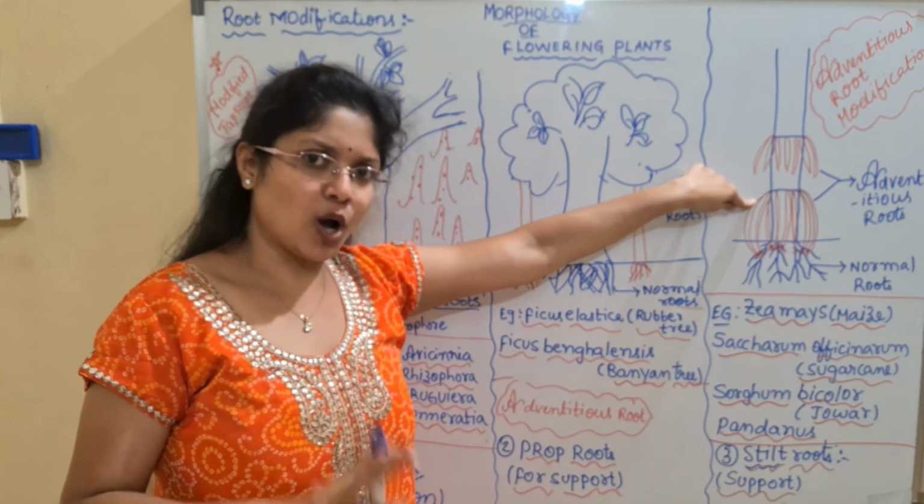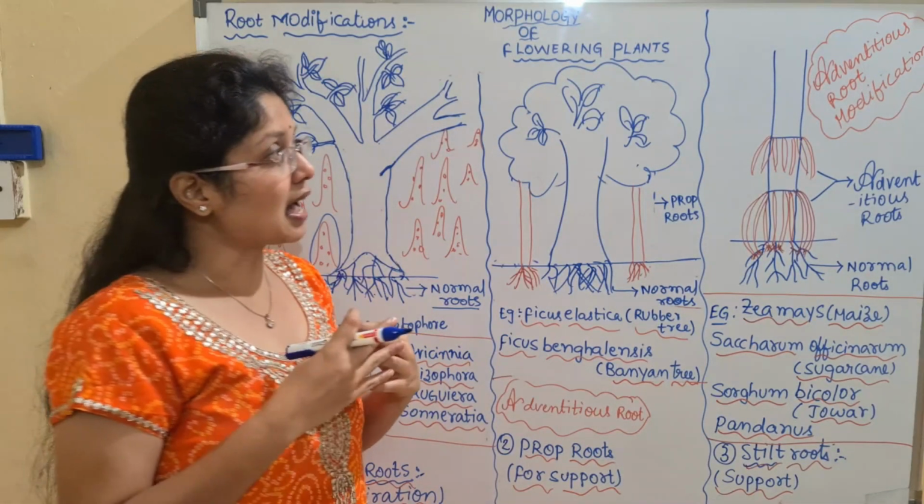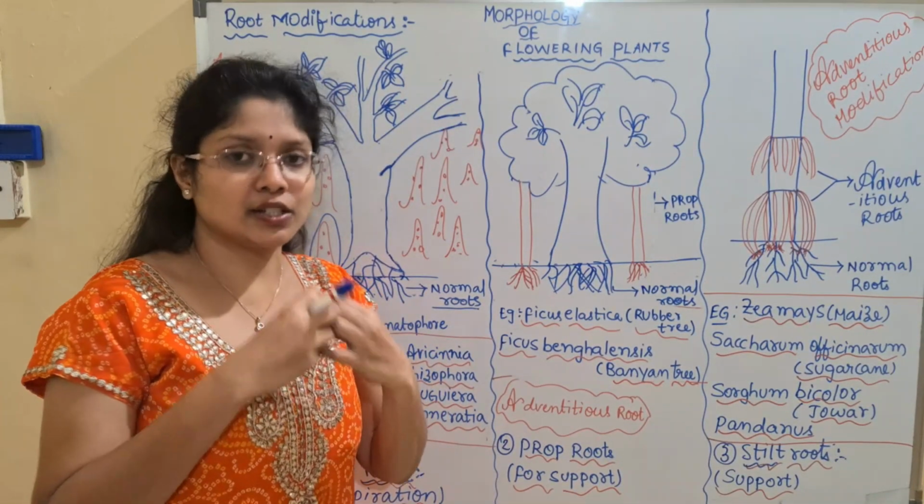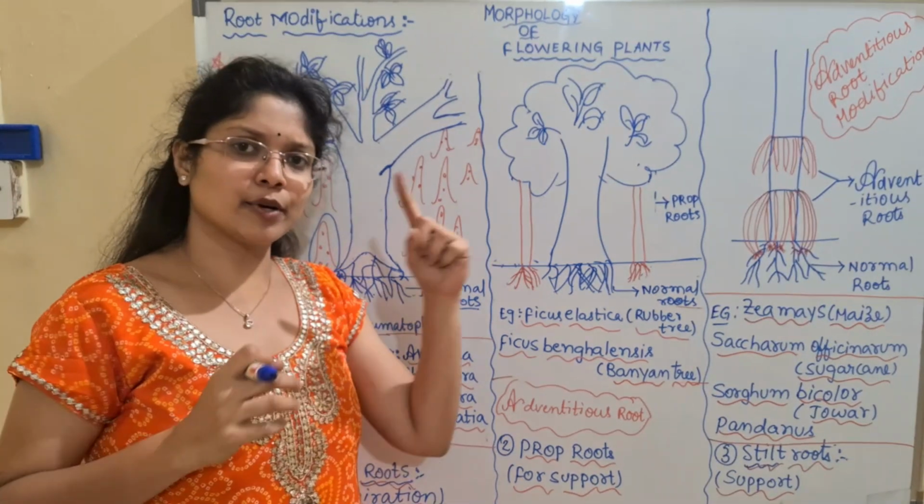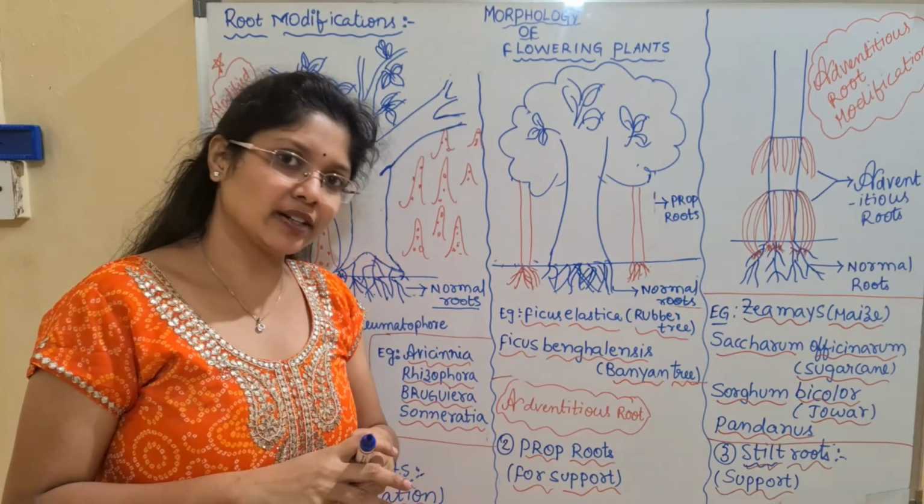Underground fibrous roots are commonly present, but what extra will they carry? They will have some extra modified adventitious roots. So we have the adventitious roots again. Why? Because they are produced from the stem. If they are produced from the stem, they are said to be adventitious roots.